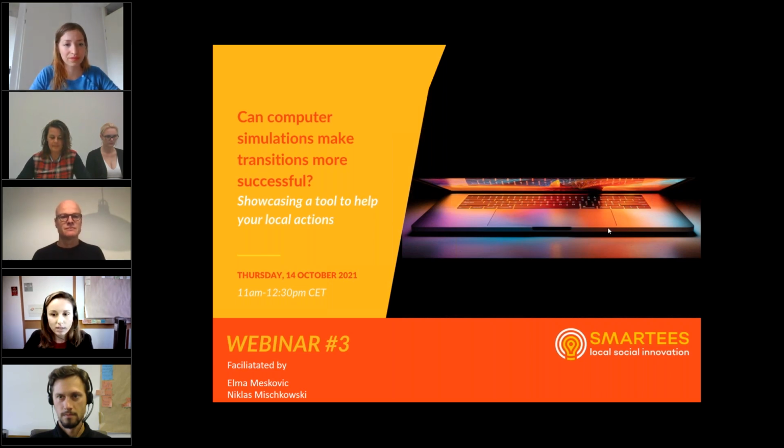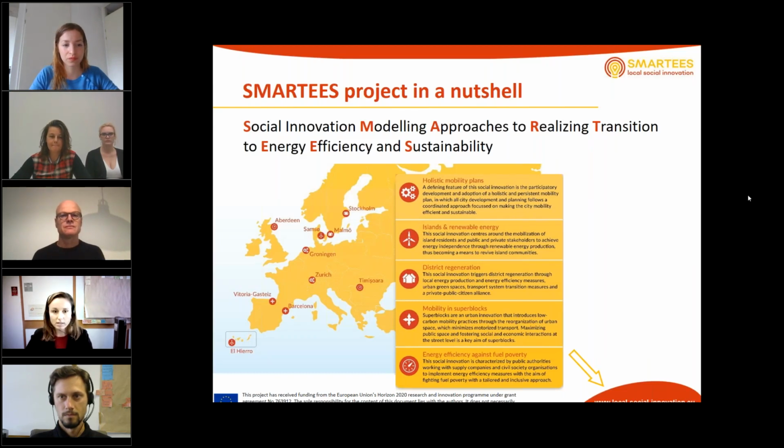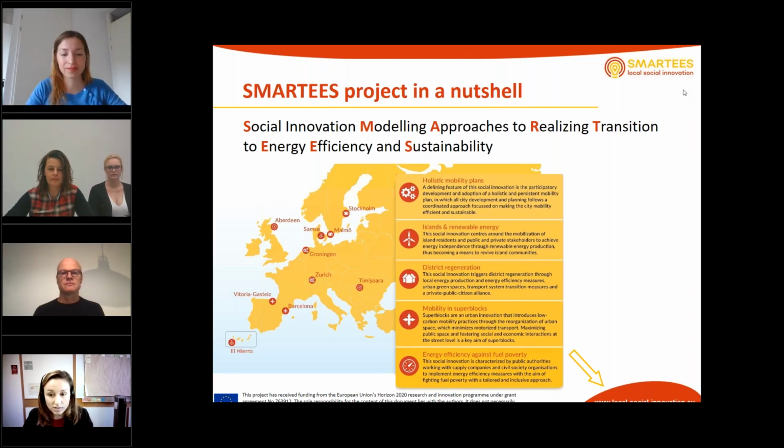This seminar is organized as part of the SMARTEES project. SMARTEES stands for Social Innovation Modeling Approaches to realizing transition to energy efficiency and sustainability. Over the course of the last 3.5 years, the project has closely studied 10 successful cases of social innovation across Europe. These cases are grouped into 5 types of energy and mobility-related social innovation, which are illustrated on the slide here. In addition to analyzing barriers and factors that allowed for the successful innovation to take place, SMARTEES worked with the cities and islands to define alternative scenarios to simulate using agent-based modeling to see how the situation could have turned out differently had something been different.